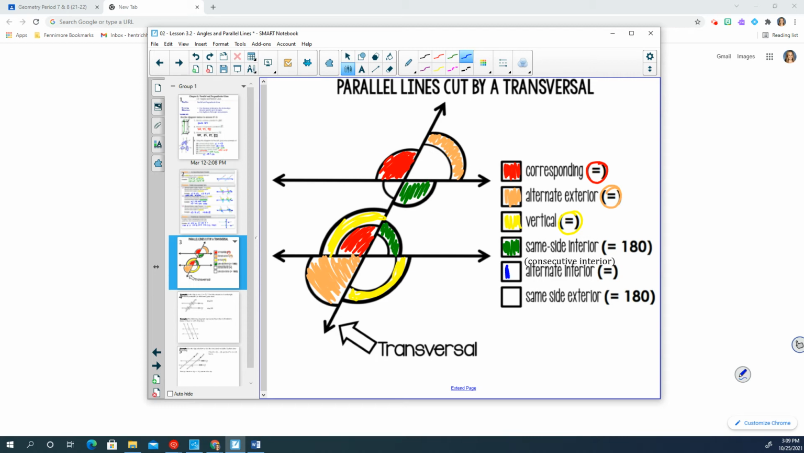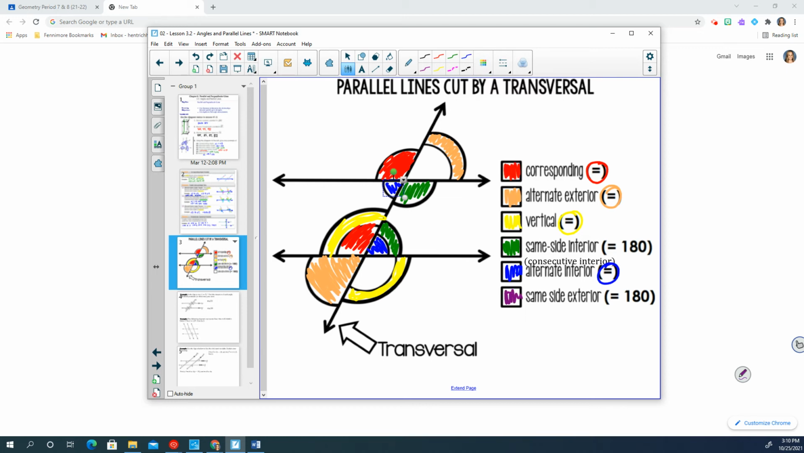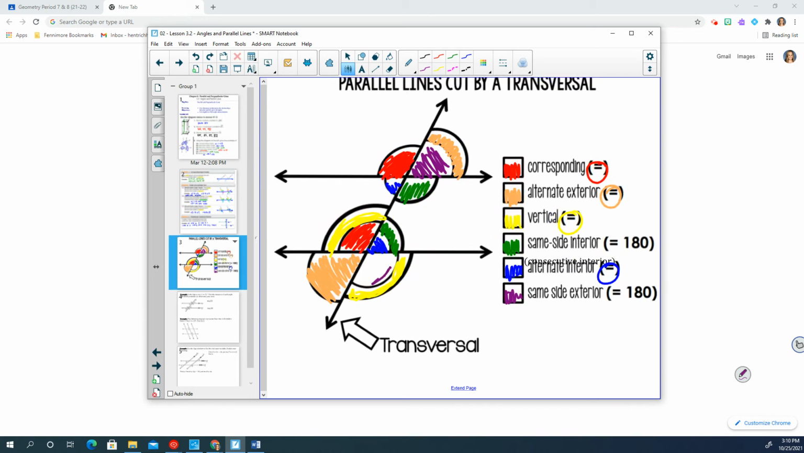Alternate interior, I only have one pair of angles left, and these ones do lie on opposite sides of the transversal. So we could color those. Alternate interior are congruent. Last one. Sorry if I'm going fast. Same side exterior, such as these two. Those would also add up to 180.